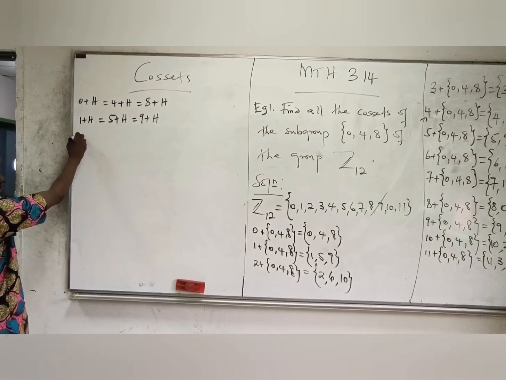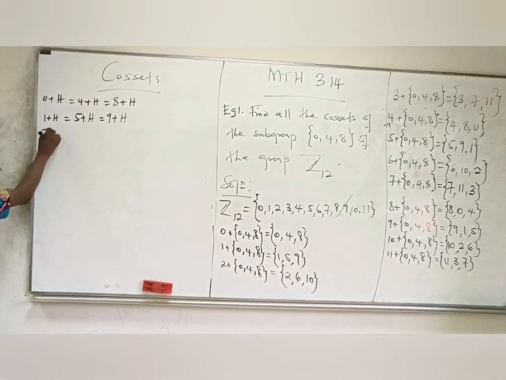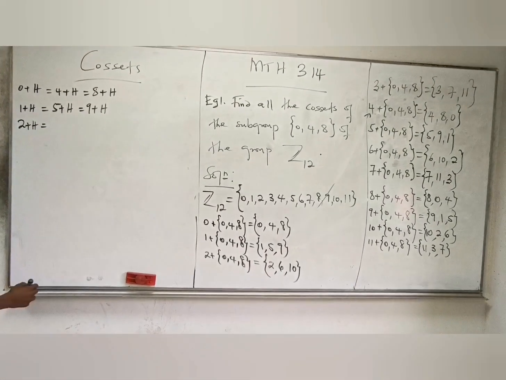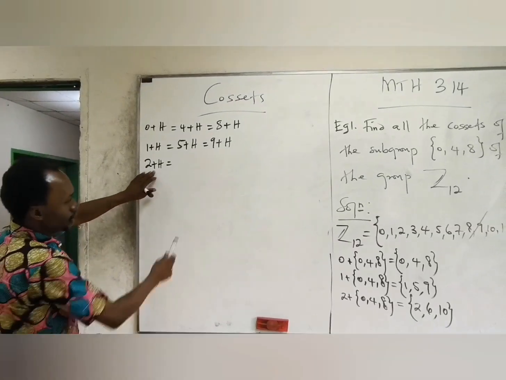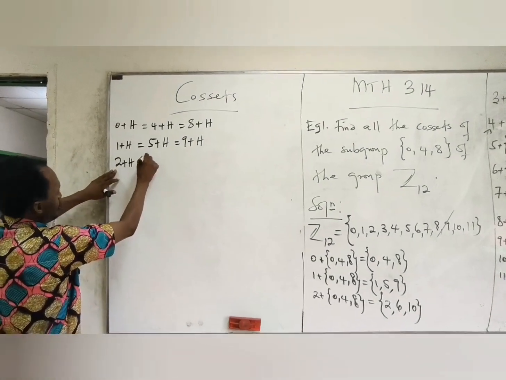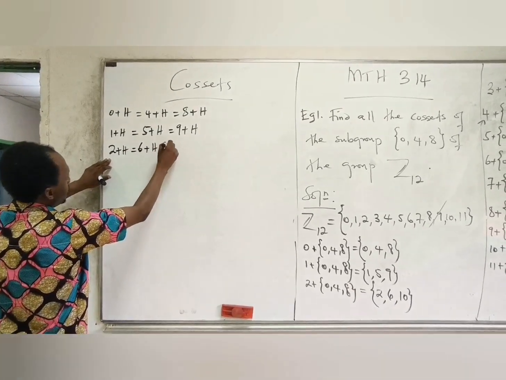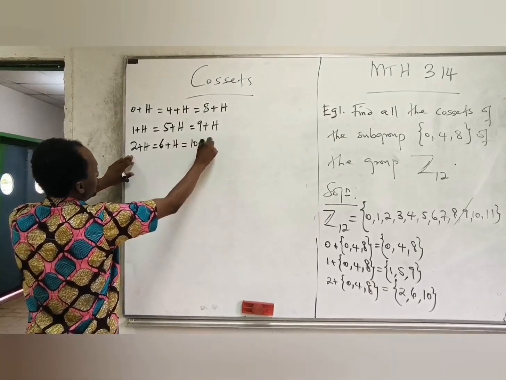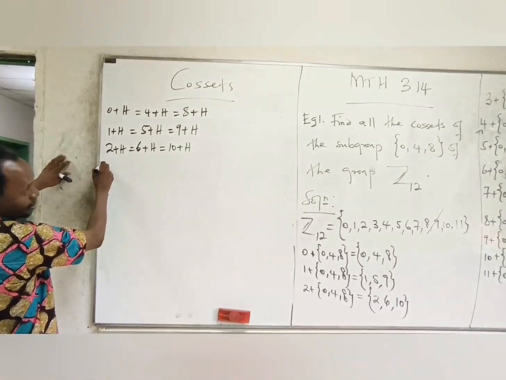Is this one similar to another one? Yes. So 2 plus 8 is 6 plus 8. 2 is the same as what? 6. 6 plus 8. Is that all? 10 plus 8. That's all.